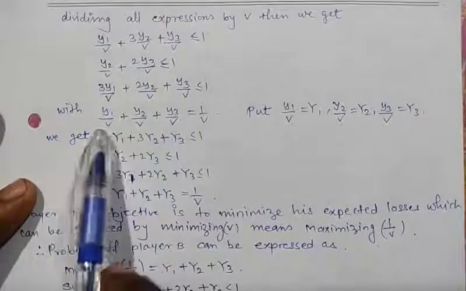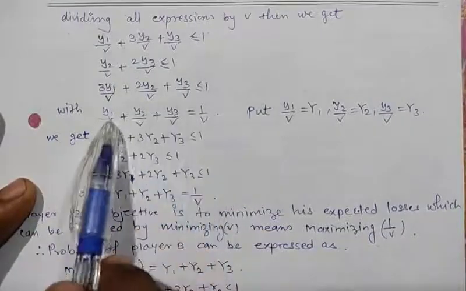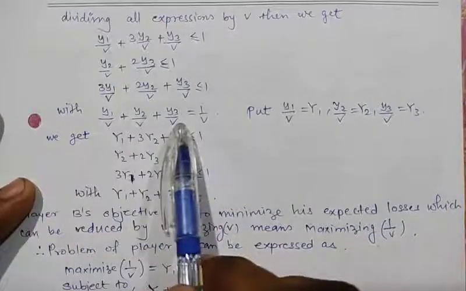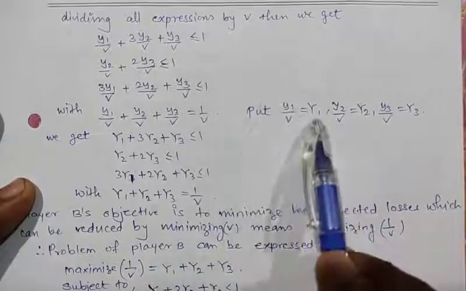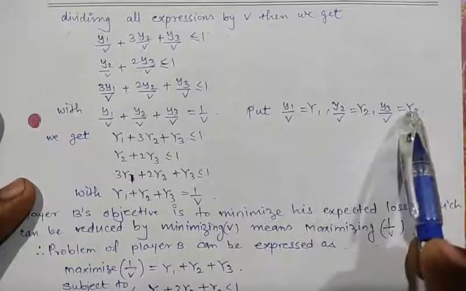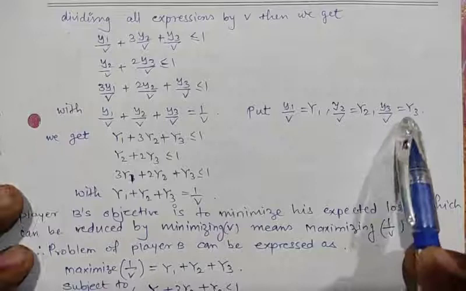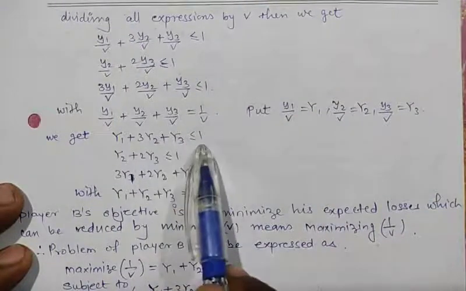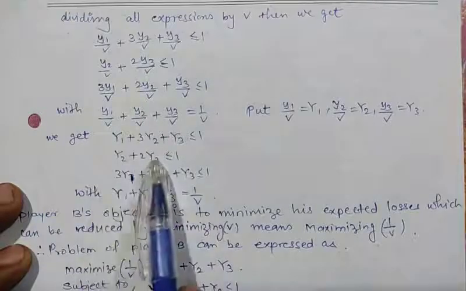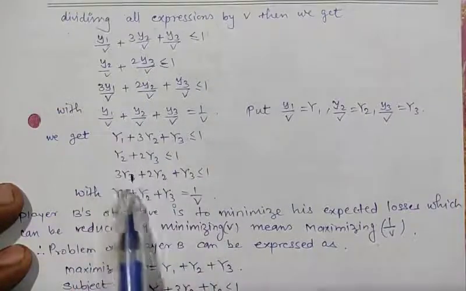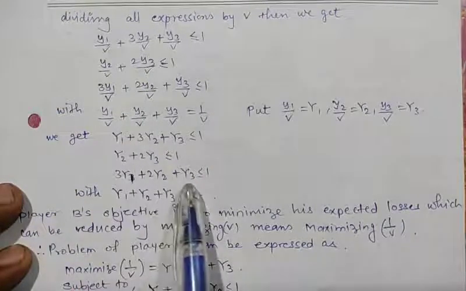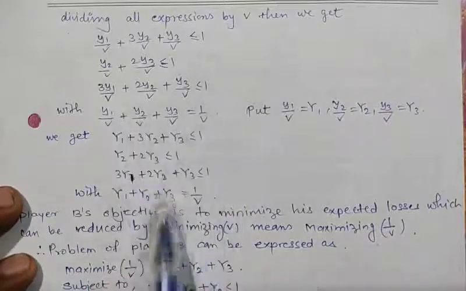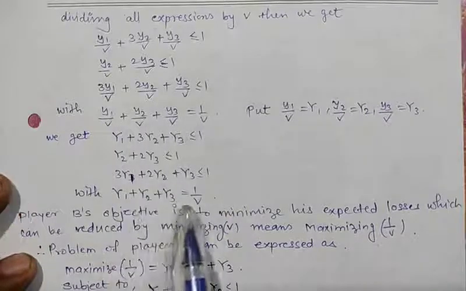So here we get 1 upon V as y1 by V plus y2 by V plus y3 by V. We select y1 by V as capital Y1, y2 by V as capital Y2, and y3 by V as capital Y3. Then the equations can be written as Y1 plus 3Y2 plus Y3 less than or equal to 1, Y2 plus 2Y3 less than or equal to 1, and 3Y1 plus twice Y2 plus Y3 less than or equal to 1, and the addition of probability is Y1 plus Y2 plus Y3 equal to 1 upon V.